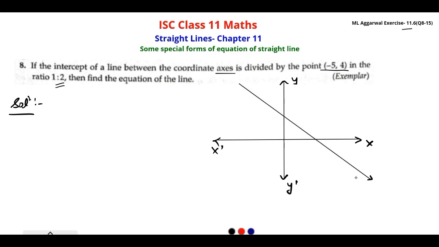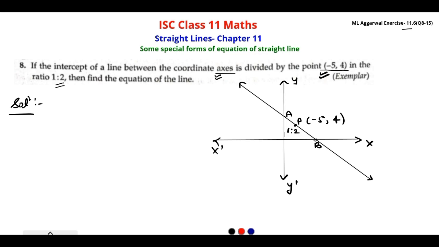Suppose this is the required line. Given in the question, the intercept of the line between the coordinate axis is this AB. If this point is A and this point is B, then AB is the intercept between coordinate axis. It is divided by the point -5, 4 in the ratio 1:2. Suppose this is the point P(-5, 4), then P divides line segment AB in the ratio 1:2.